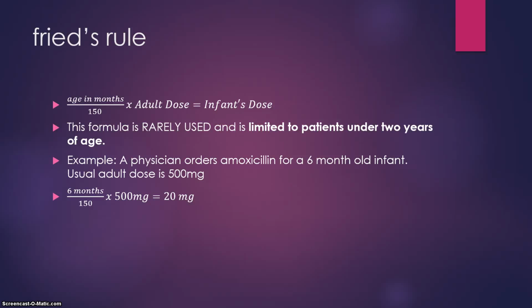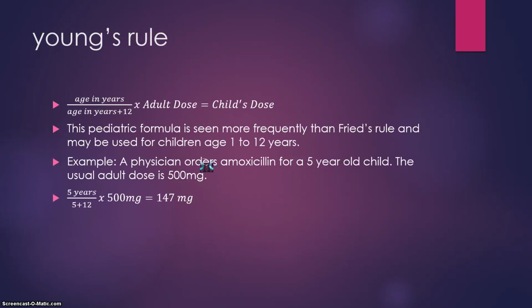So we plug these numbers into the formula for Freed's rule. The age in months is 6 months, and the adult dose is 500 milligrams. So you write 6 months over 150 times 500 milligrams, and that gives you 20 milligrams.